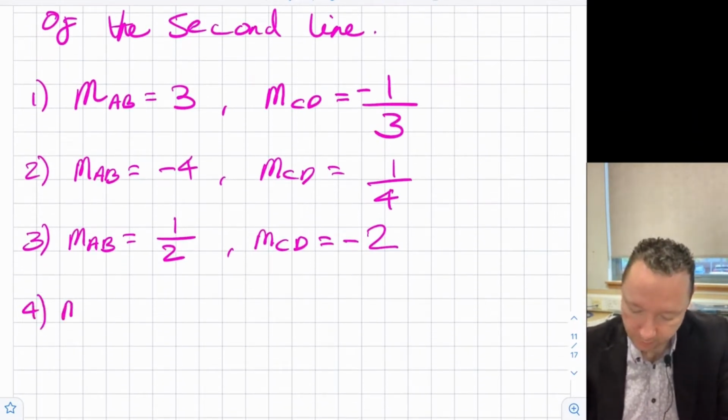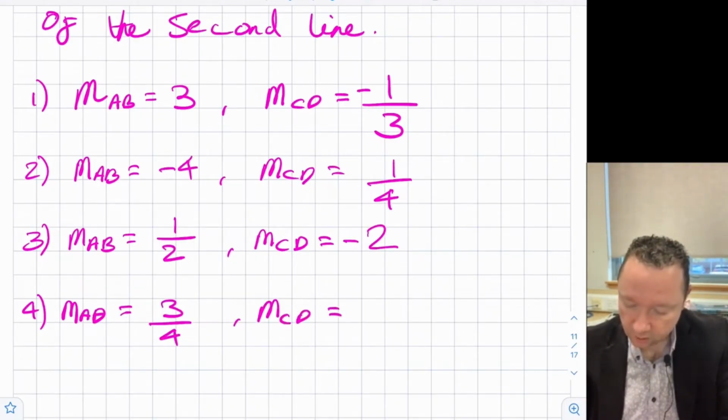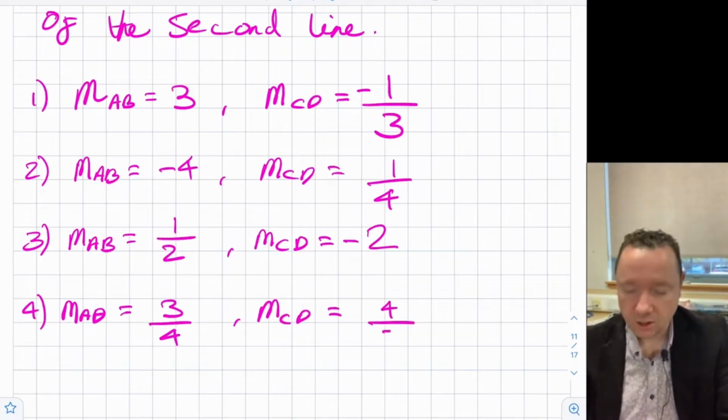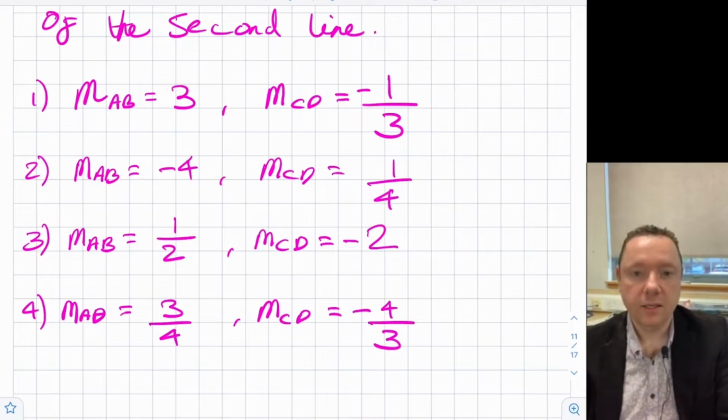Do one last example. If I had the gradient of AB, let's take a harder fraction, was 3/4 this time. The easiest way to get the gradient of the other one, if they're at right angles, is flip the fraction upside down, in other words, a reciprocal, and put a minus in front. If there's already a minus in the first one, you can put a plus in the second one.